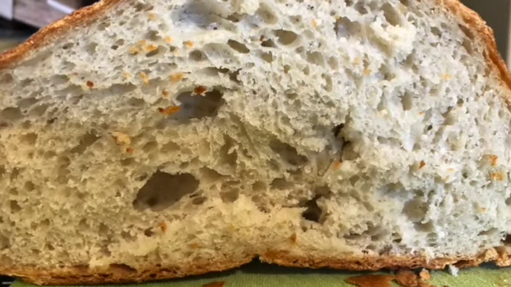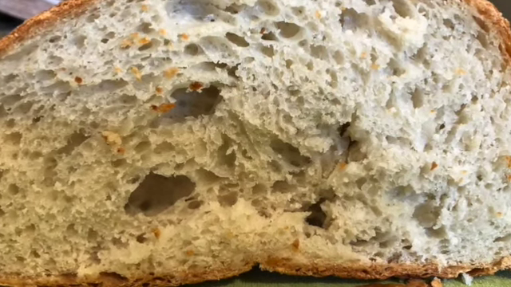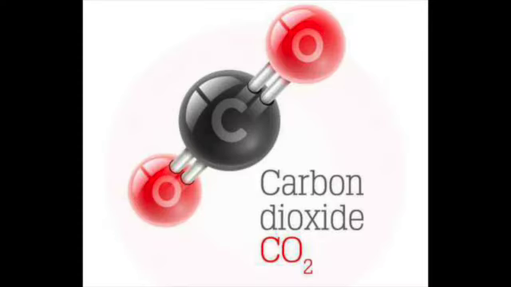See all the air bubbles in it? That air helps make bread fluffy and delicious. When we bake bread, those bubbles are made by a gas called carbon dioxide, which you might have heard of before. But where does the carbon dioxide come from, and how does it get into the bread?